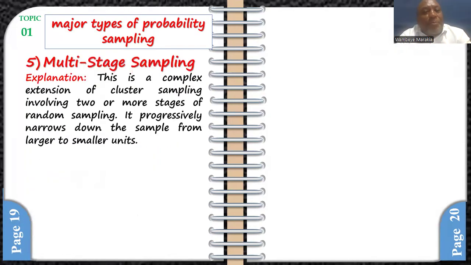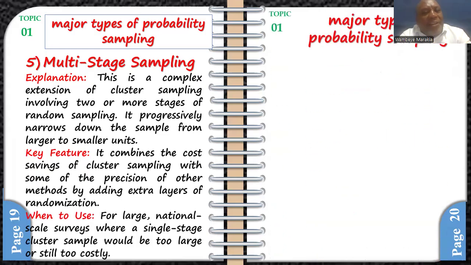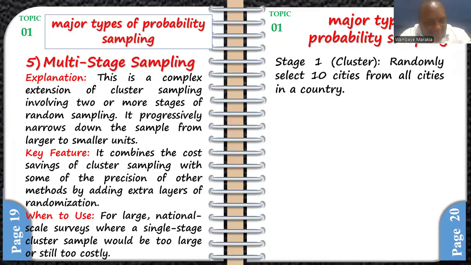The 5th type of probability sampling is multi-stage sampling. This is a complex extension of cluster sampling involving 2 or more stages of random sampling. It progressively narrows down the sample from a larger to a smaller unit. The key feature is that it combines the cost savings of cluster sampling with some of the precision of other methods by adding extra layers of randomization. When do we use this? For large national-scale surveys where a single-stage cluster sample would be too large and too costly.